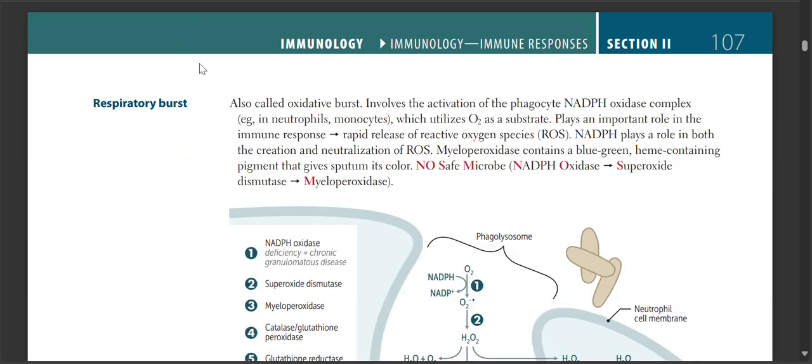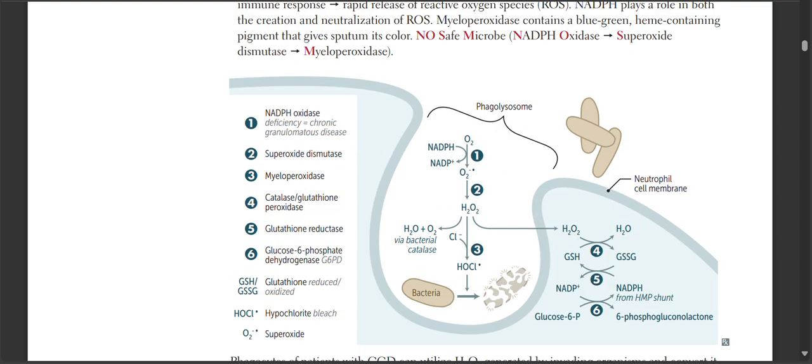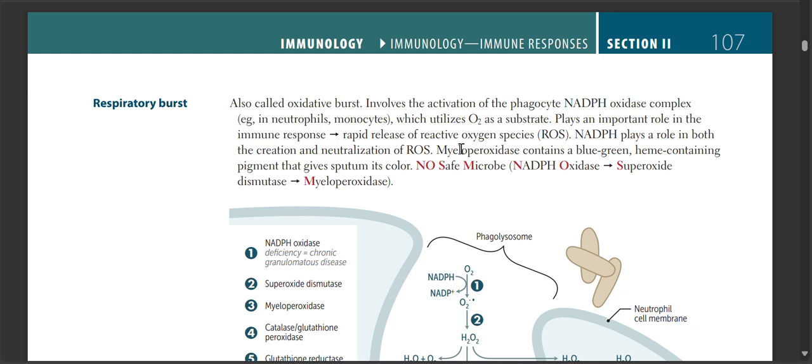Okay. Next, we have the oxidative burst. Now, in the oxidative burst, there are multiple different steps, but there is only one step which is very important, and that is this step here: conversion of O2 to O2 minus. That I would say is the most important step. Why? Because this is the only step which is associated with some kind of major problem or major condition.